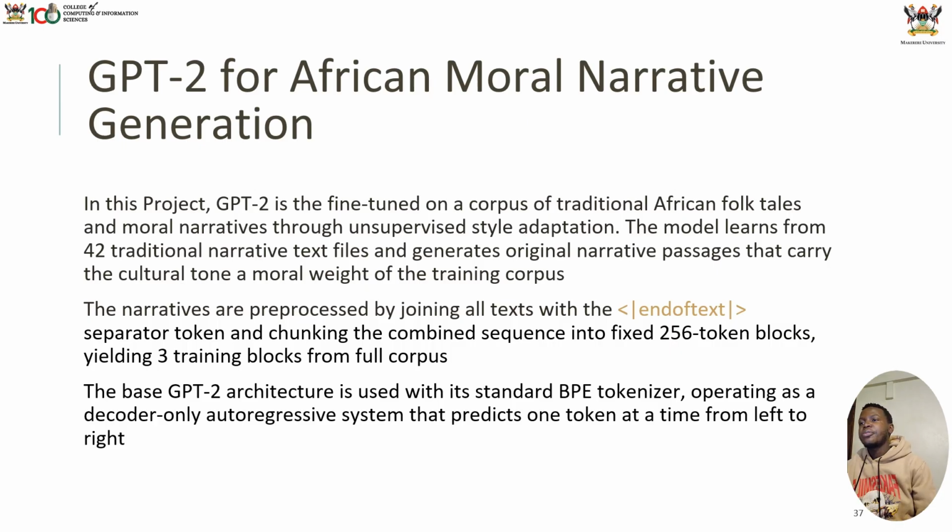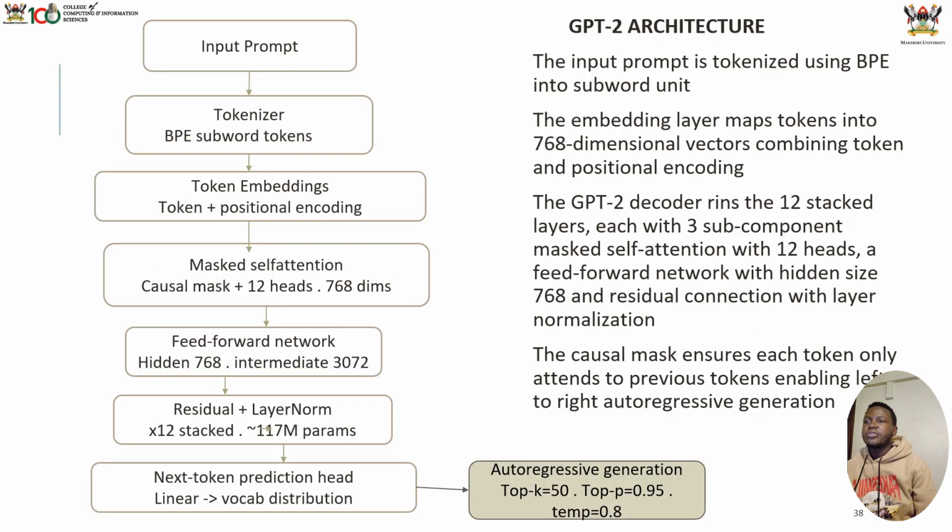The narratives are preprocessed by joining all the texts with the end-of-text separator token, then chunking the combined sequence into fixed 256-token blocks, yielding training blocks from the full corpus. The base is the GPT-2 architecture with a standard BPE tokenizer, operating as a decoder-only autoregressive system that predicts one token at a time from left to right.